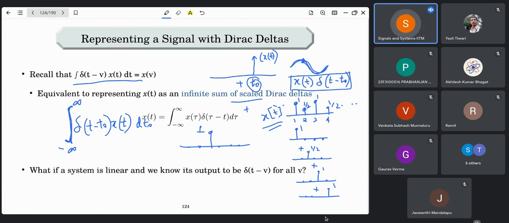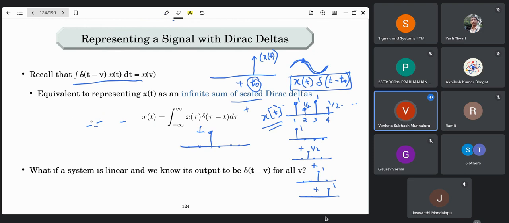That is why we call this the infinite sum of scaled Dirac deltas. You take a Dirac delta, shift it to some time t naught, scale it with the value of the signal x of t at that time t naught, and then add it with another scaled Dirac delta at another time. And what are the times at which you are sampling? All possible times from minus infinity to plus infinity. Putting everything together, for a continuous value instead of summation, we have integration. That's all. Does it make sense?